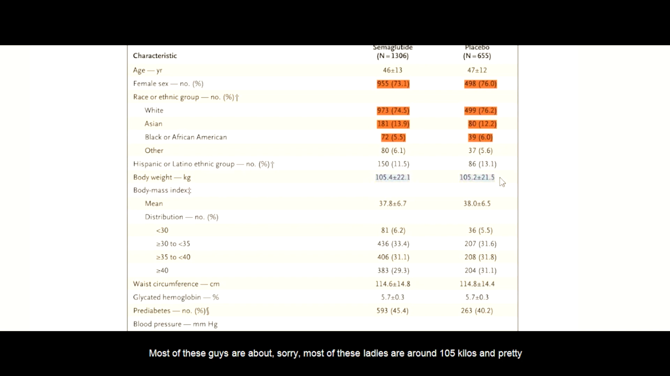Most of these ladies are around 105 kilos and pretty even. So not only am I looking at the percentage, I'm also comparing active to placebo. So I don't want to see them put 75% of women in the Ozempic arm and 75% of men in the placebo. Obviously that's going to skew it. It needs to be even weighting.